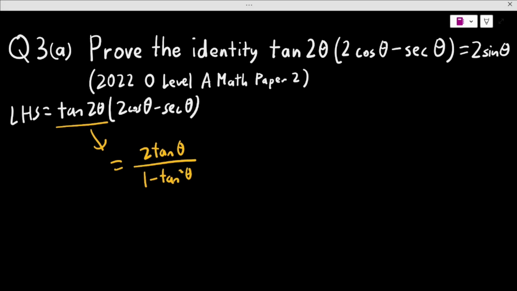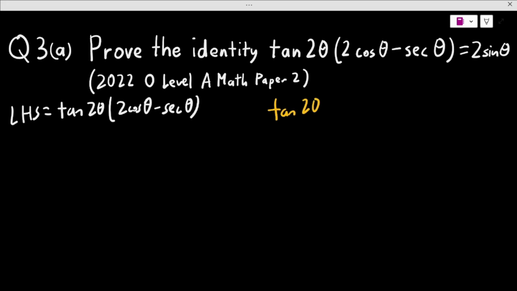I mean, that's good and all, but the right-hand side of this equation is in the form of sine of theta. But here there's still a bunch of tangents, so maybe we should try to change the tangent into something else instead of using this double angle formula directly. Well, recall that the tangent of 2 theta is the sine of 2 theta over the cosine of 2 theta. So let's rewrite it as such.